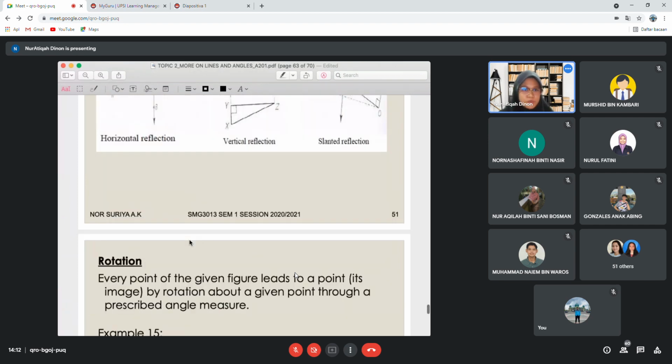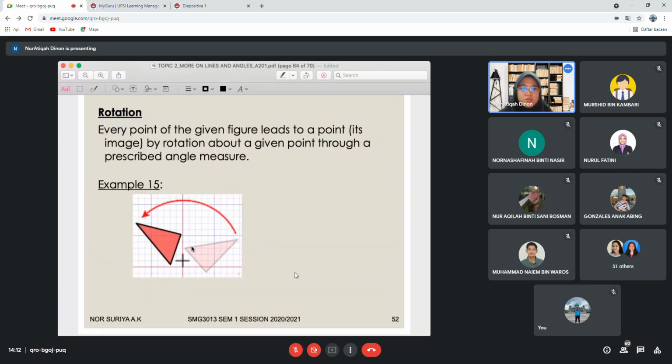Okay, next is rotation. When we talk about rotation, you can think of the clock in our daily life; it rotates clockwise, obviously. But in geometry, when we talk about rotation, it can rotate towards the right, which is clockwise, or towards the left, which is anti-clockwise. Every point of the given figure leads to a point or its image by rotation about a given point through a prescribed angle measure.